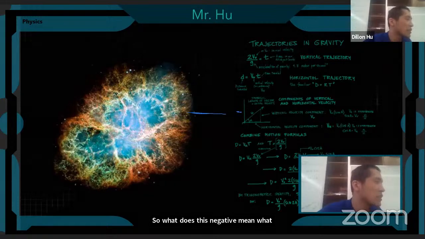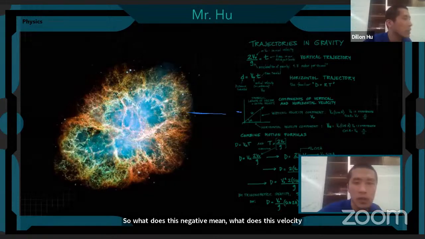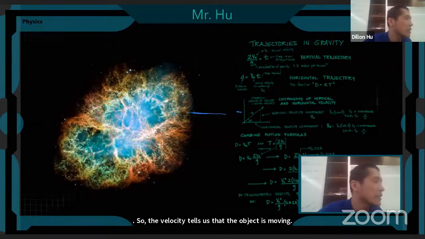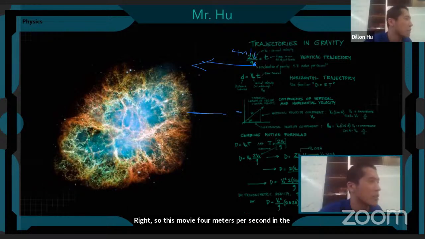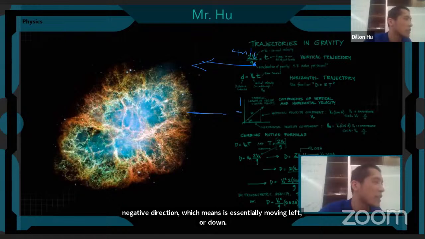The velocity tells us that the object is moving, right? And it has a negative velocity. So what this means is the object is moving 4 meters per second in the negative direction, which means it's essentially moving left or down. And that's what the negative is. The negative tells us a direction.